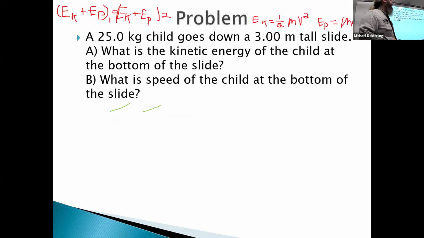So here's a problem using that. We have a 25-kilogram child going down a 3-meter tall slide. What's the kinetic energy of the child at the bottom of the slide? And what's the speed of the child at the bottom of the slide?